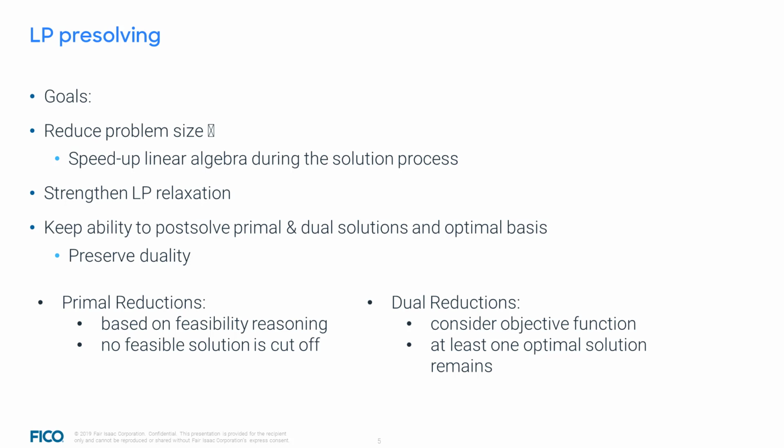On the other side, dual reductions typically consider the objective function. A dual argument typically involves that the optimal solution does not deteriorate when fixing a variable. Hence, dual reductions may cut off feasible solutions, but they always ensure that at least one optimal solution remains. Note that this might even involve cutting off some of multiple optimal solutions. As a trivial example, consider fixing a variable that does not appear in any constraint.